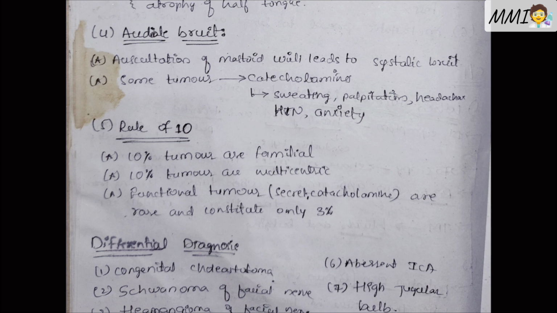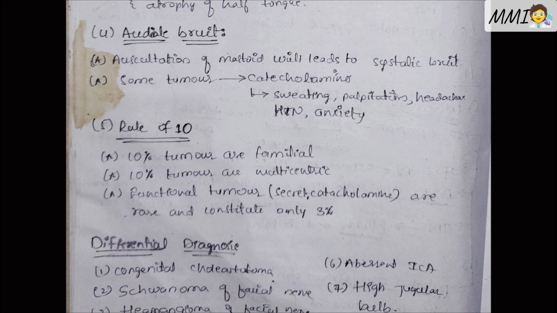This is an important one. Audible bruit, on auscultation, leads to a systolic bruit. Some tumors release catecholamines which cause sweating, palpitation, headache, hypertension, and anxiety, as it is a neuroendocrine tumor. It secretes catecholamines, so it causes sweating, palpitation, headache, hypertension, and anxiety. Arterial bruit can be heard while auscultating.